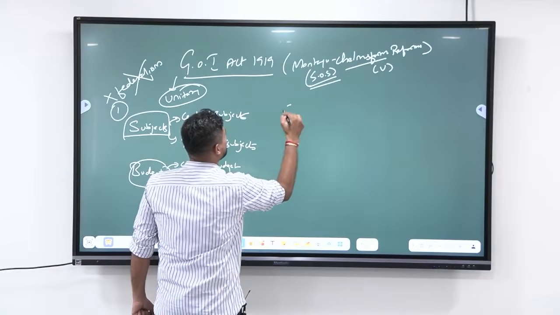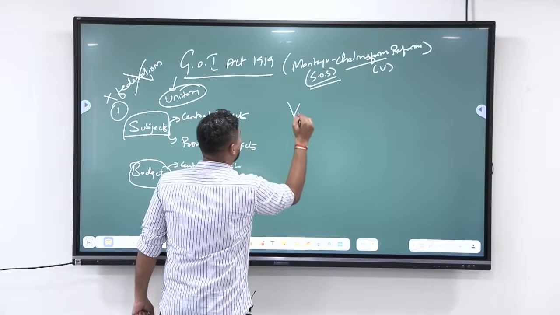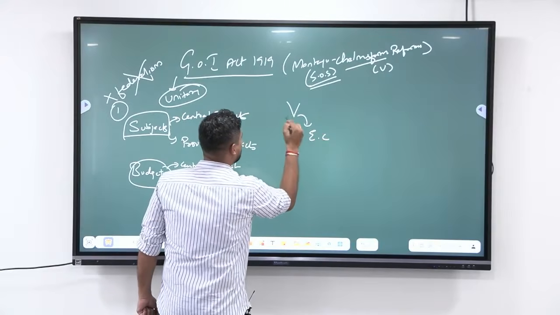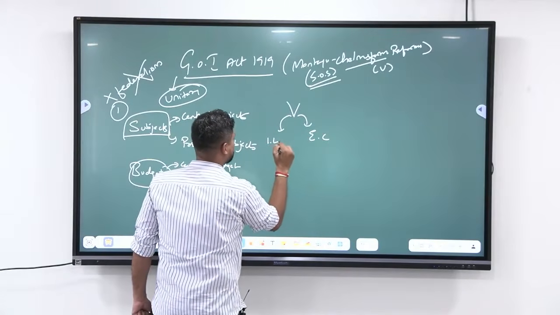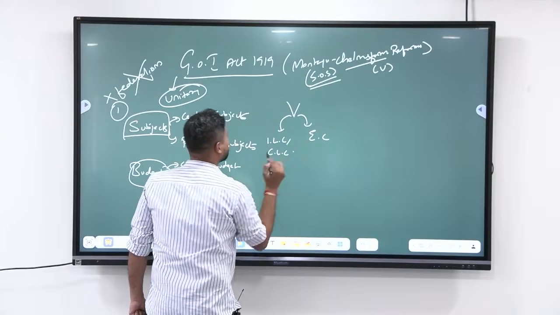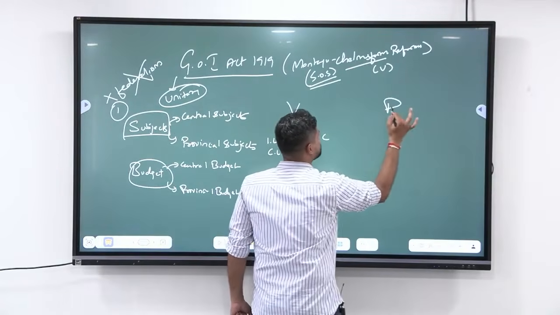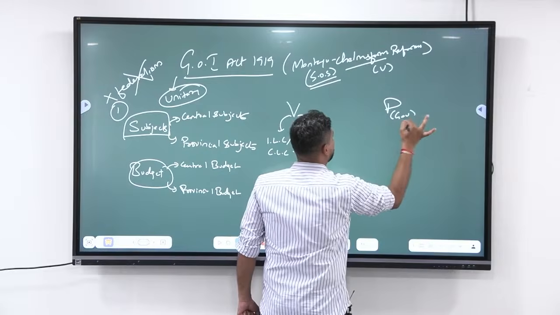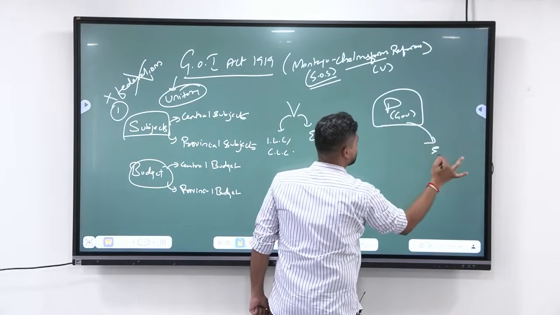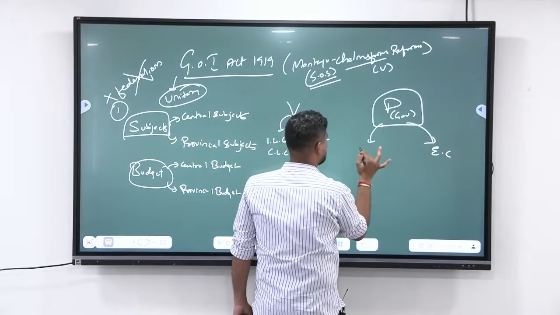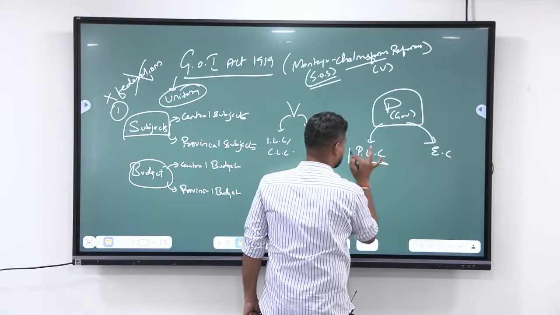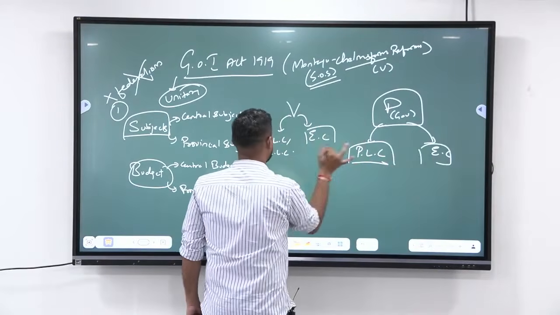You have the Viceroy along with the Executive Council and the Legislative Council, that is called the Indian Legislative Council or Central Legislative Council. Okay. And then you have provinces, which are manned by the governor, and in the provinces you have the Executive Council and then you have the Provincial Legislative Council. Okay. Now this is the entire setup that you have.